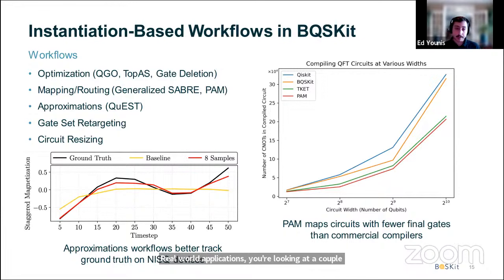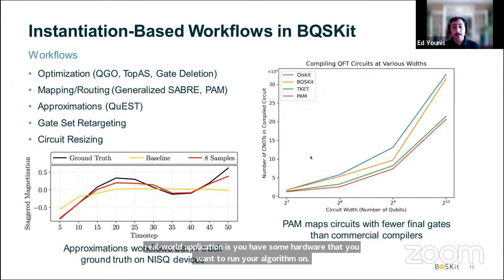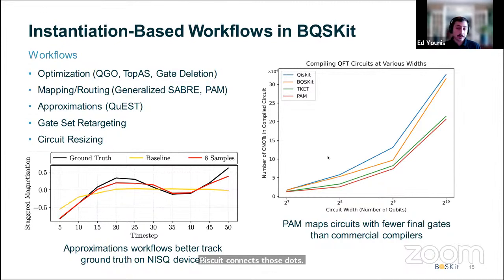I'm going to talk a lot more about them later on. I'm going to go into detail about different applications, different extensions. Looking at PAM on the right here, the real-world application is you have some hardware that you want to run your algorithm on. BQSKit connects those dots better than many other compilers because you have hardware constraints that need to be solved, and the algorithm is usually generated in a way that is agnostic to the hardware. BQSKit can run our algorithms to solve for the constraints, move the circuit, the program, around in such a way that it is executable on that hardware.